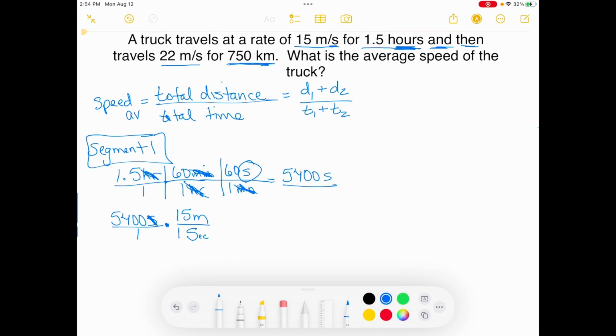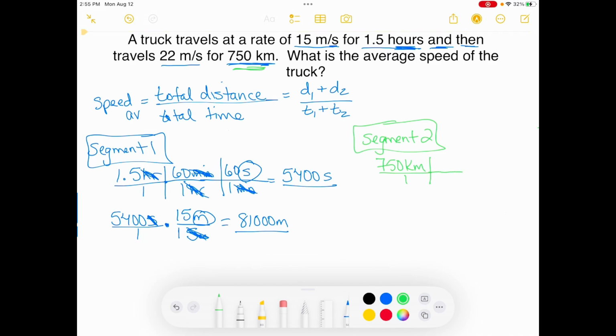Sometimes I start even putting an SEC if I think I'm going to mix that up later on if I'm rushing. All right, I have seconds on the top, seconds on the bottom, cancel out, and I'm left with meters. And look at that. I'm going to take 5,400 times 15, and I'm going to get 81,000 meters. I now have a distance for segment 1 and a time for segment 1. I'm going to now move to segment 2, and we're going to do the same thing. Only this time, they did not give us time. They gave us distance. So I'm going to take that 750 kilometers. I'm going to put it over 1, and I'm going to do a unit analysis again.